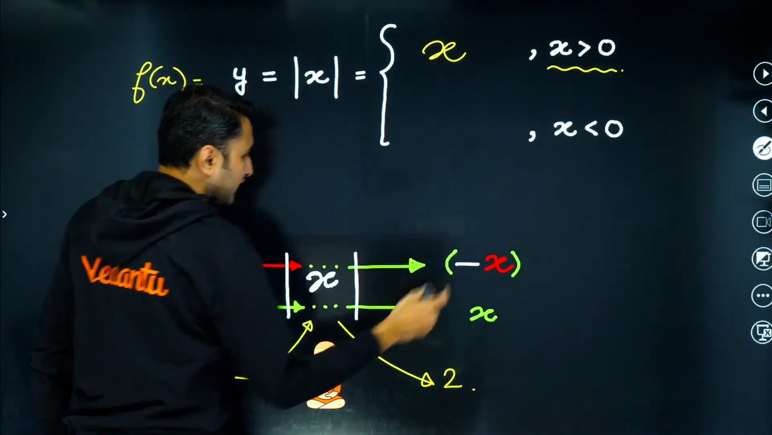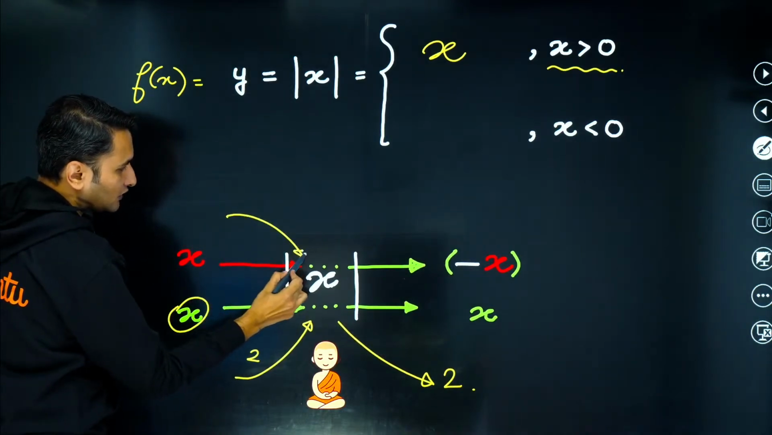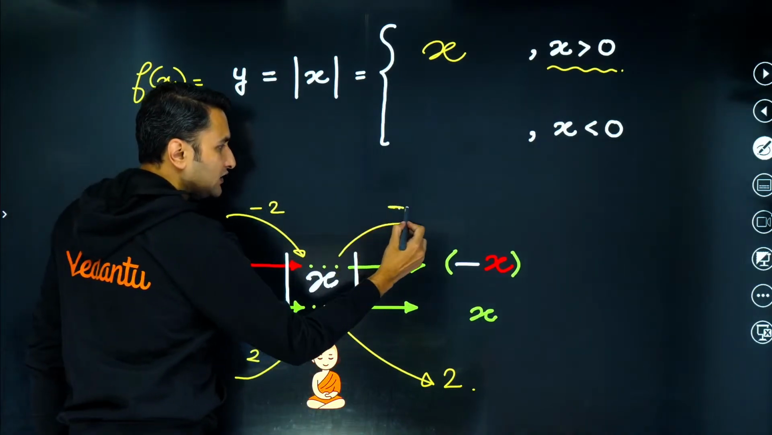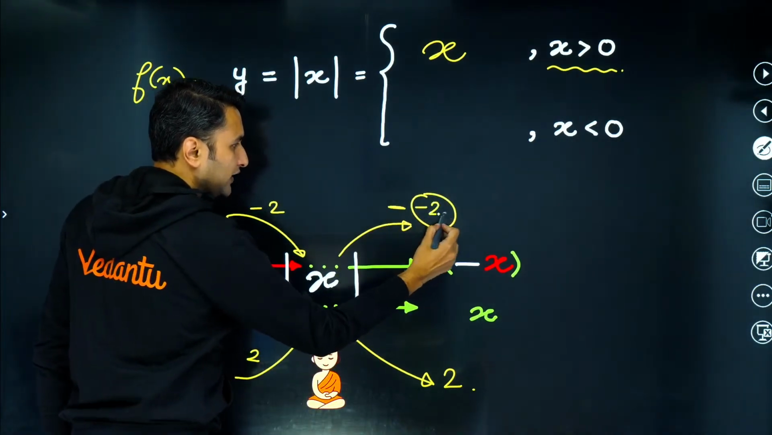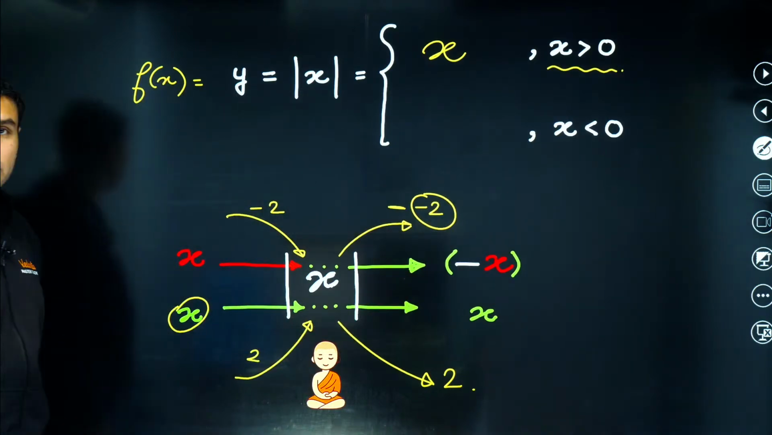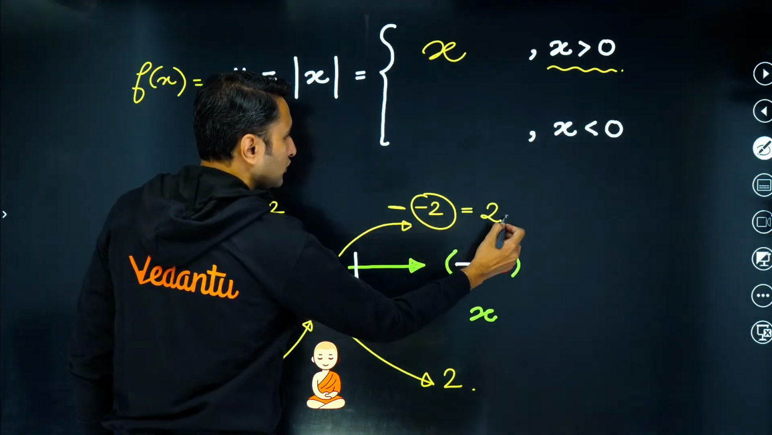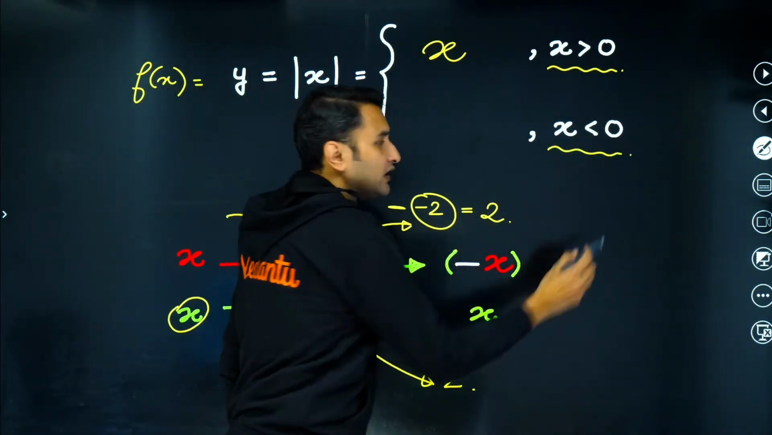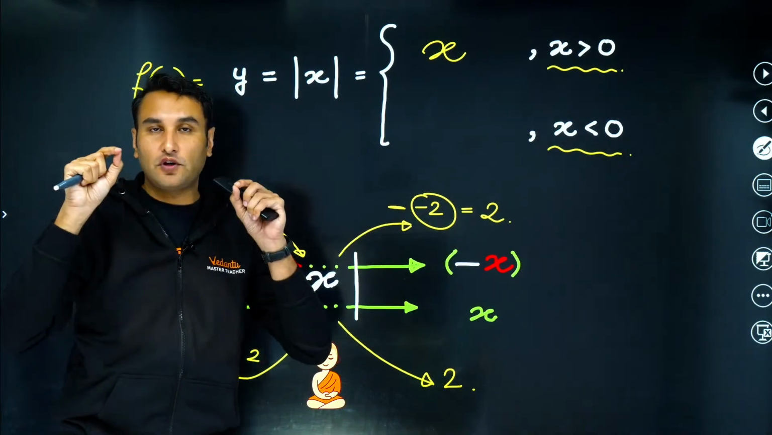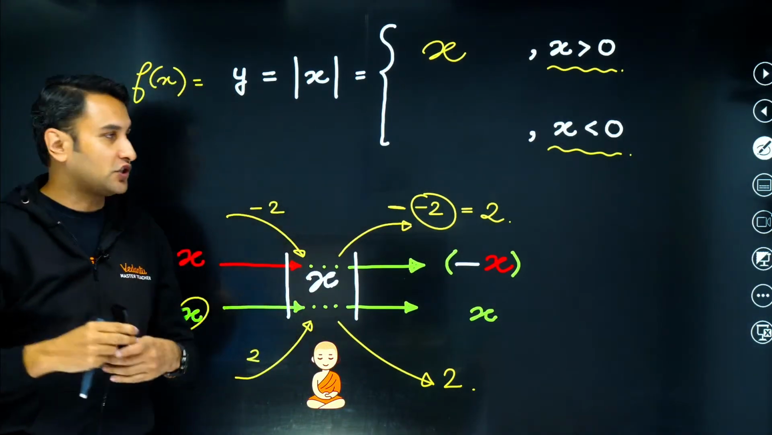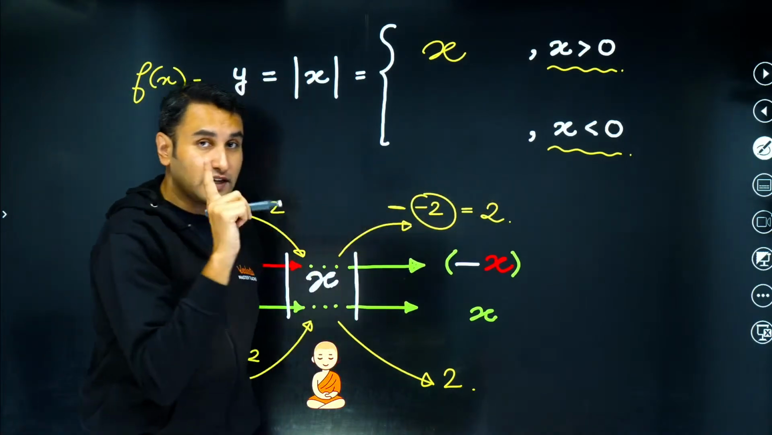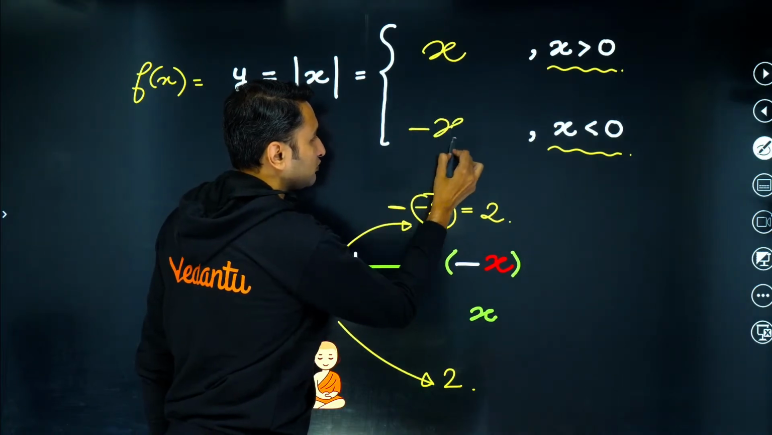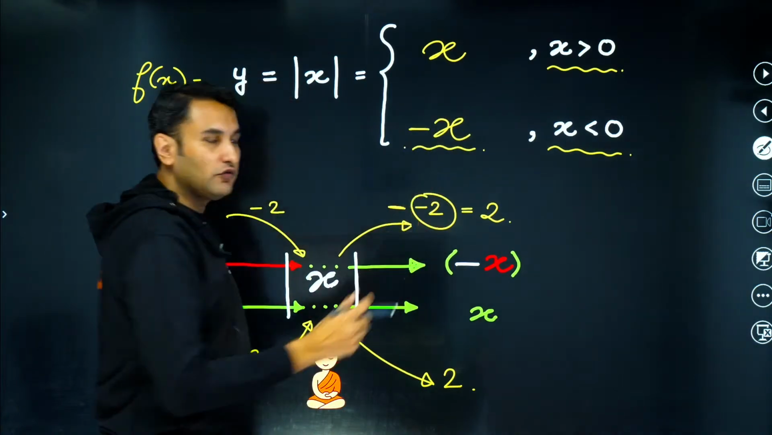Now when the input is a negative number, minus 2, the output is minus of minus 2, which makes it the positive number 2. So if the input is a negative number, bachcho, if you are giving a negative number to Baba's ashram, so Baba will do what? It will not send the same person outside. It will send a changed person outside. And what is the changed person?